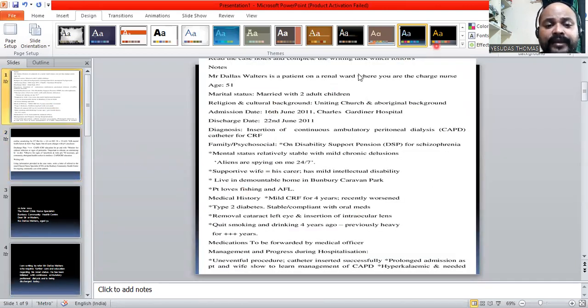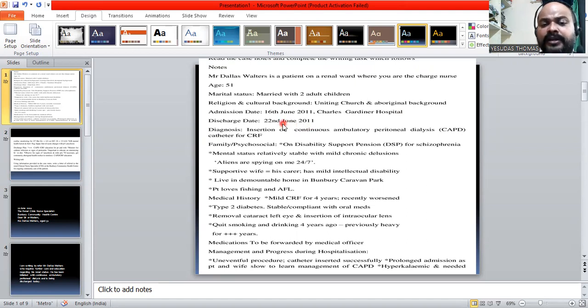Now, we can see Dallas Walters is a patient at the renal ward, and he was admitted on 16 June 2011 at Charles Gardner Hospital, the hospital where you are working. He is from an Aboriginal background. This is something very significant here, because he's a native Australian, that's Aboriginal. He's not an English speaker.